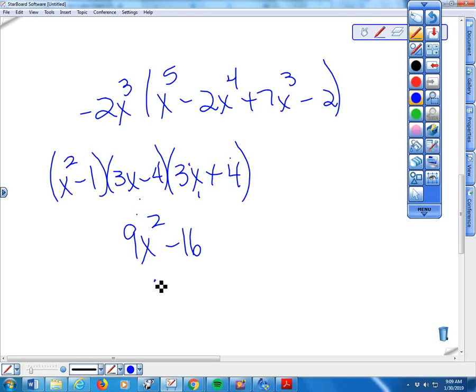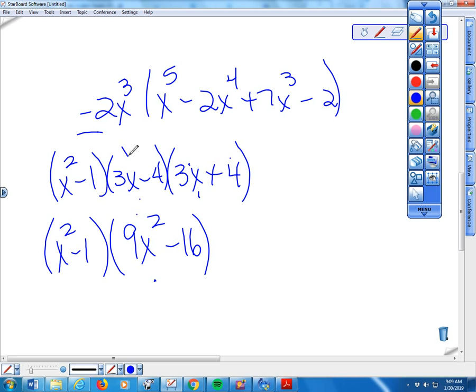So if you recognize that first, you're going to save yourself work, because now all I have to do is multiply this times that. If I had gone this way, I would have had more work. So look for some of those patterns. Save yourself some time if you can. You'll get the same answer if you do it the other way. It's just going to take longer.